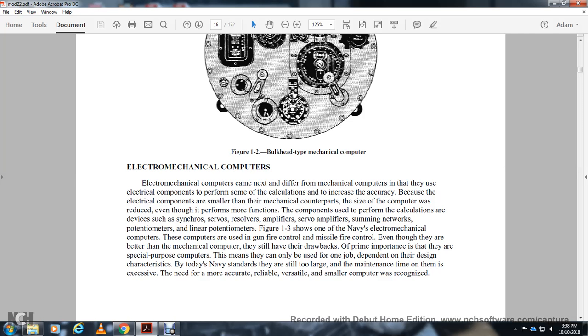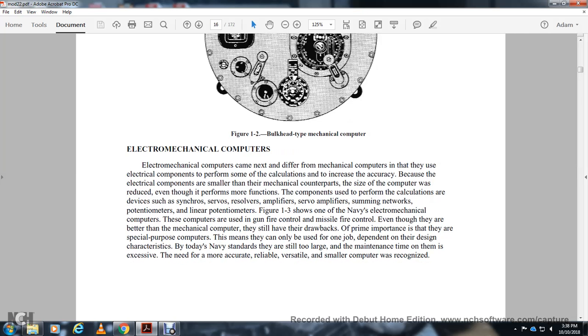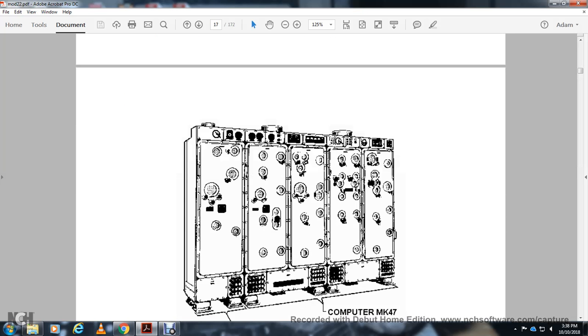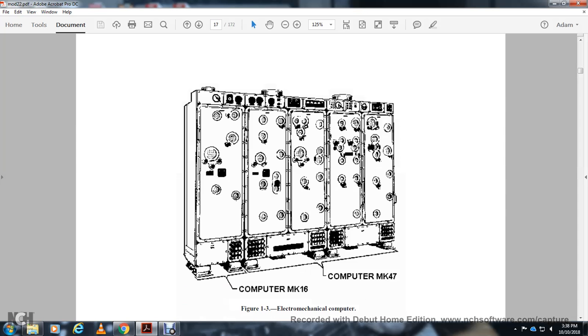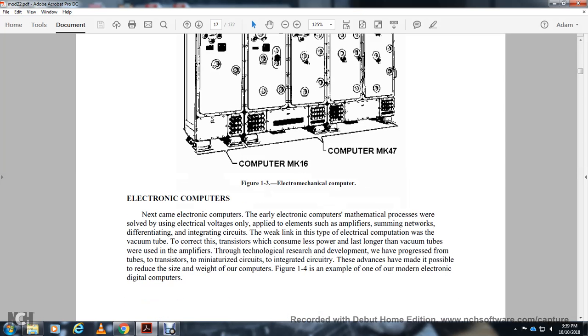These computers are used for gunfire control and missile fire control. Even though they are better than the mechanical computers, they still have their drawbacks. Being special computers, they may only do one job, depending on their design characteristics. They are still large and require maintenance time. The need for more accurate, reliable, versatile, small computers was recognized. This led to computers such as the MK47 and MK16 electromechanical computers, and then electronic computers.